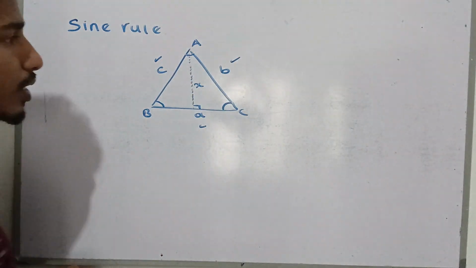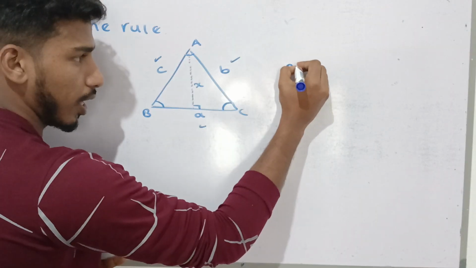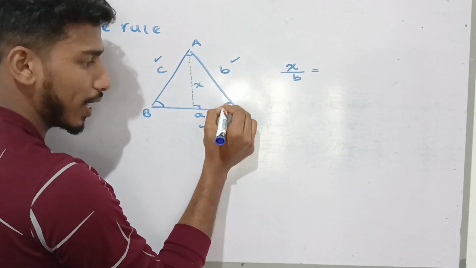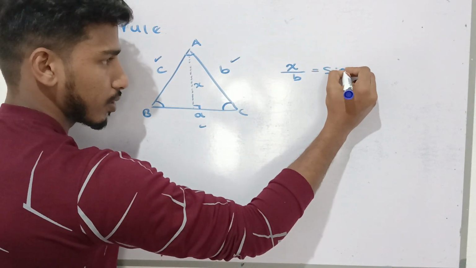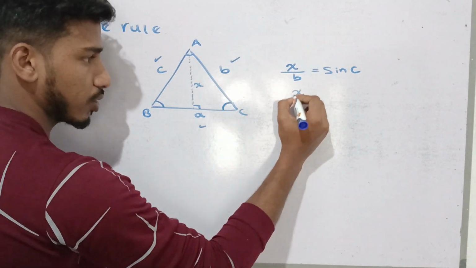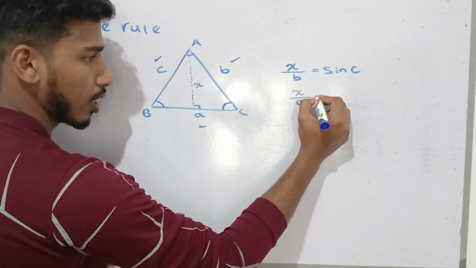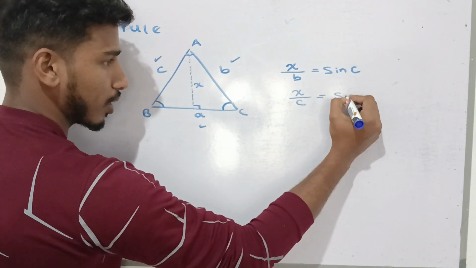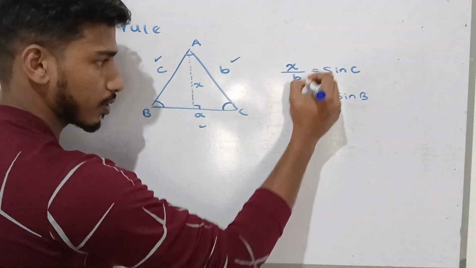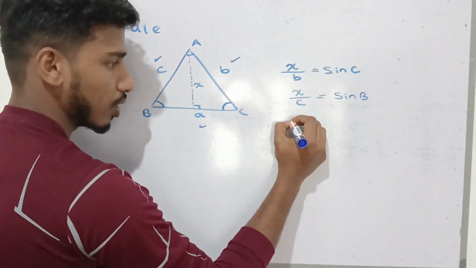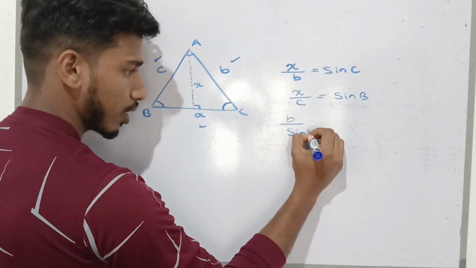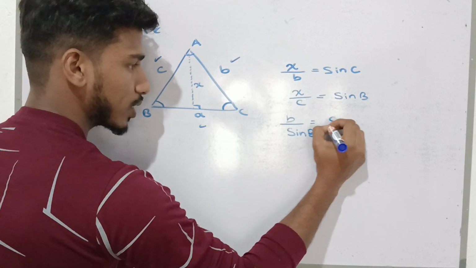So if we come across here, we can say that x over b, which is the opposite over our hypotenuse, will give you the angle along here, sine C. Similarly, if I write it for here, x over c will be equal to sine B. You can see both of the terms have x. So we are finally able to arrange it as b over sine B is equal to c over sine C.